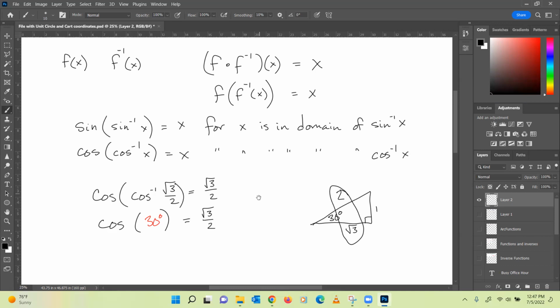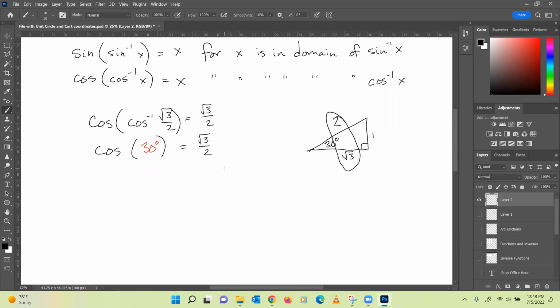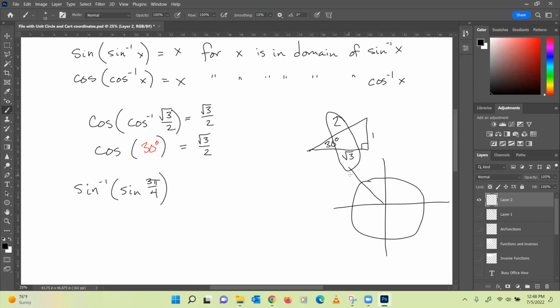And why would I do that? Well, sometimes x is not in the domain of the arc sine. And let's see if we can find an example of that. Maybe the arc sine of the sine of 3 pi over 4. Once again, we've got a function and its inverse, and we're taking the composition thereof. Well, what's the sine of 3 pi over 4? 3 pi over 4 is over here in the second quadrant. That's 3 pi over 4. And the sine thereof, those are the y values, would be root 2 over 2. So now I'm looking at the arc sine of root 2 over 2, which is pi over 4.